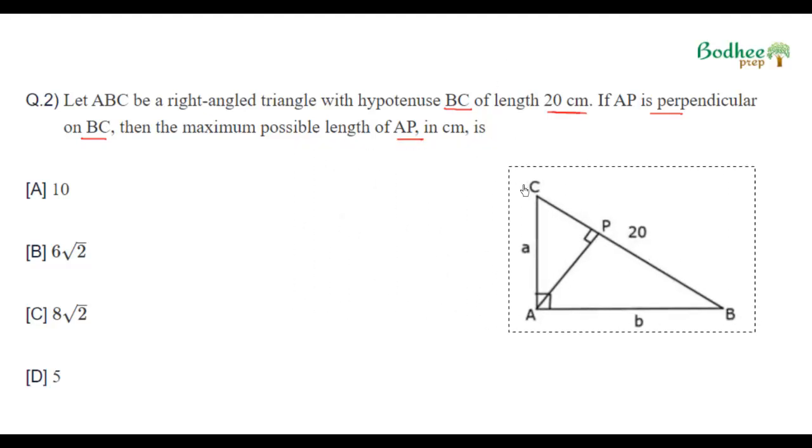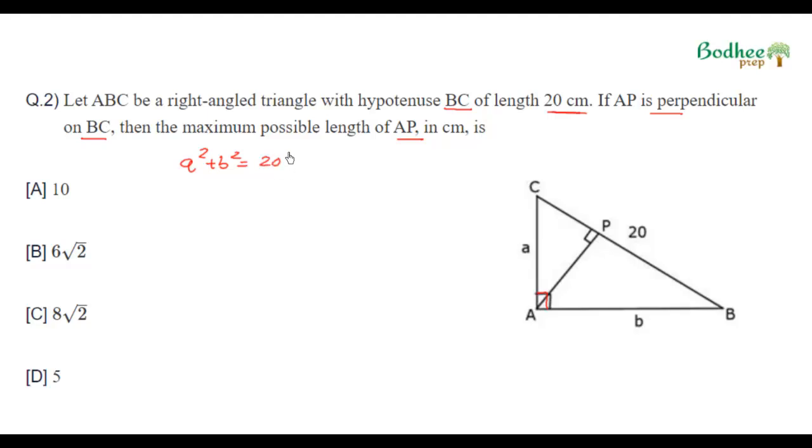So here we can see that BC is 20, and the perpendicular AP is drawn. Let us assume that AC and AB have the values a and b respectively. Now since this is a right angle triangle, we can say that a square plus b square is equal to 20 square, correct? Or we can say that a square plus b square is equal to 400. Now this is the only relation which we can figure out. We have to focus on the length of AP.